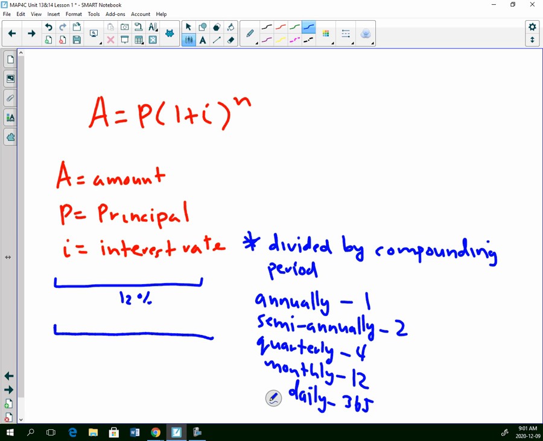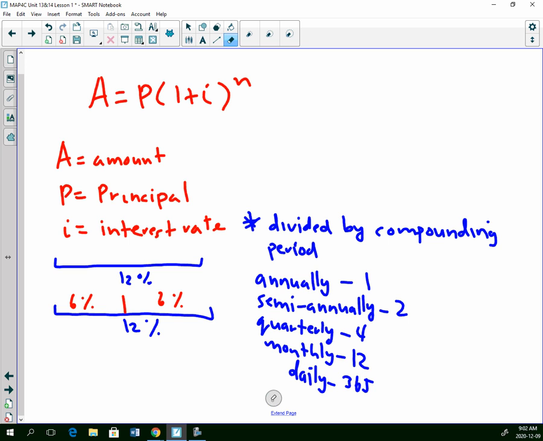We could take that 12%, but if I get it every 6 months, then I'm going to get 6% in the first half of the year, 6% in the second half of the year. So by the end of the year, I get my 12%, right?